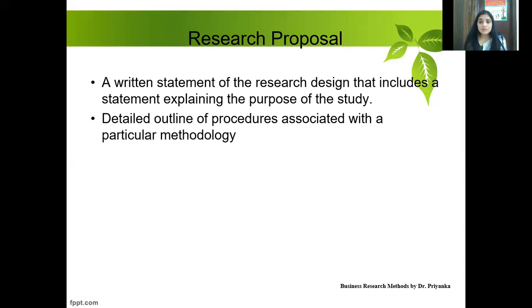How would you sample the data? How would you collect the data? How would you do the analysis and everything related to that? But research proposal basically is a written statement of the research design, which is just telling you what kind of research you are going to do. For example, I am telling you that I will be conducting exploratory research with the help of this and this. You will just be giving a statement which explains the purpose of the study.